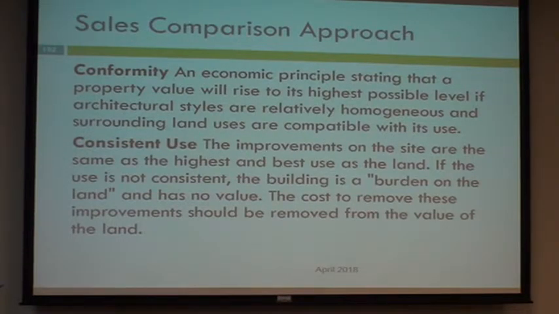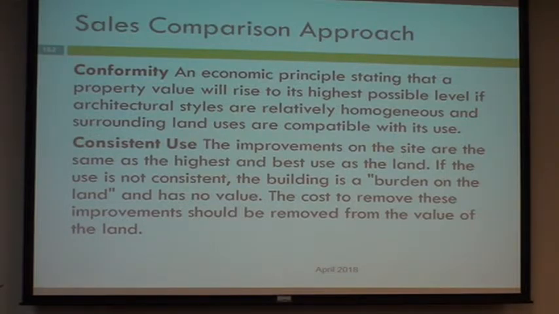Conformity. The economic principle states that a property will rise to its highest possible level if architectural styles are relatively homogeneous and surrounding land uses are compatible with its use. But we'll also have those properties, sometimes it looks like a diamond in the rough or a sore bruised thumb out there, don't we? How about consistent use?